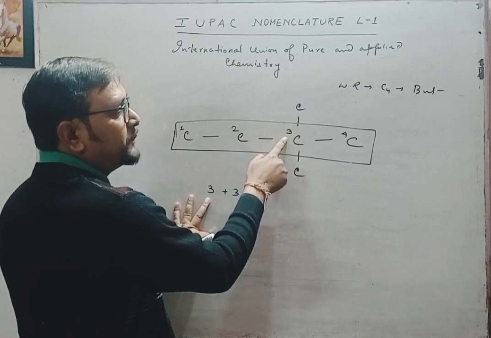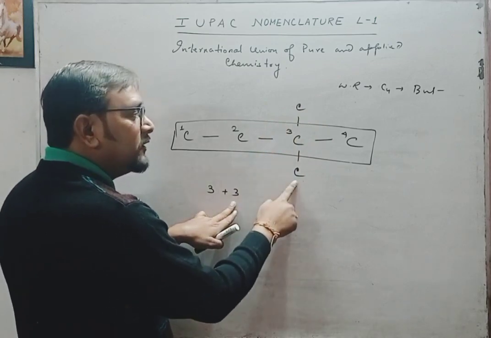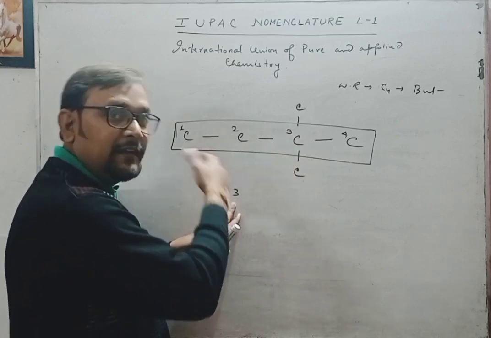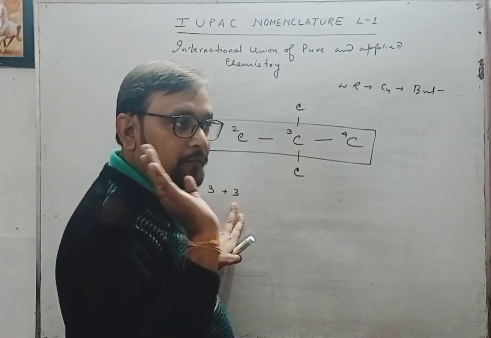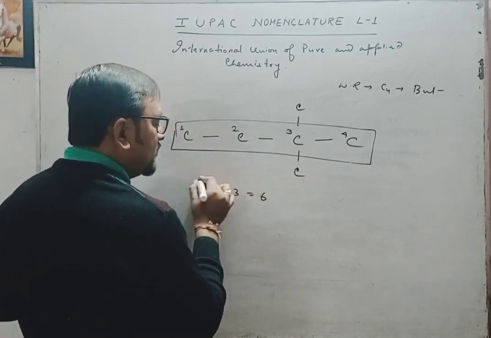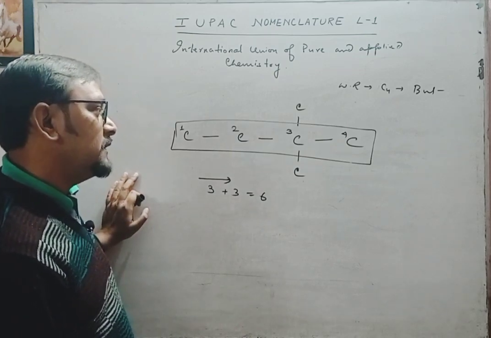Here this substituent is present in number 3, so I have written 3, plus another substituent is also present in 3, so I have written 3. If more were there, you would follow the same process. Okay, so 3 plus 3 is 6 if I number this compound from this side, right?